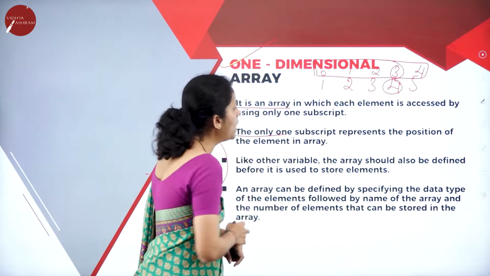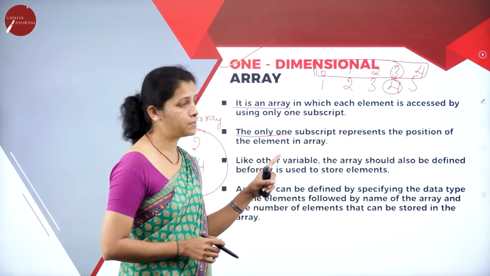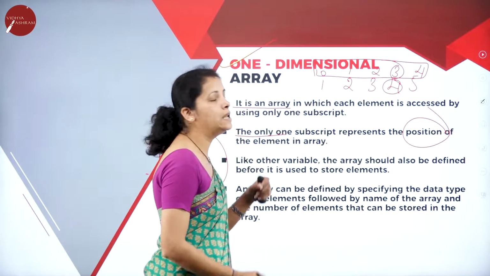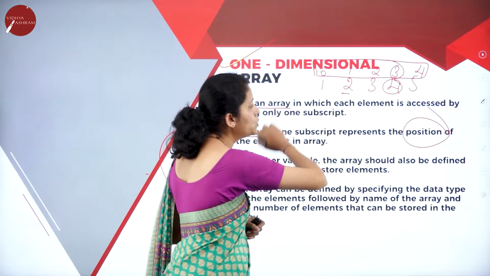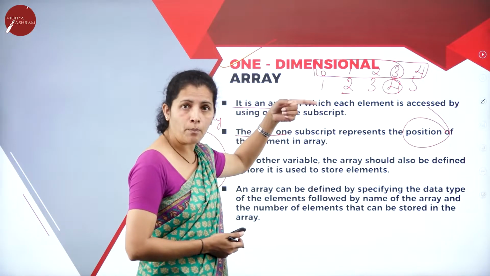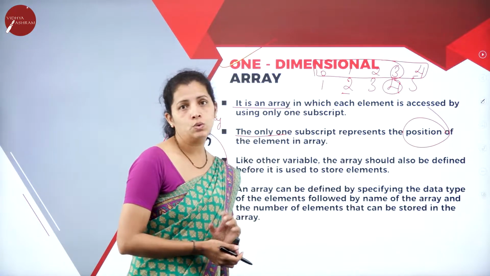The only one subscript. So here I'm having only one subscript, and that represents the position of the element in array. For example, see, if I want to know the position of 2, then with the help of subscript or index, I can know the position.